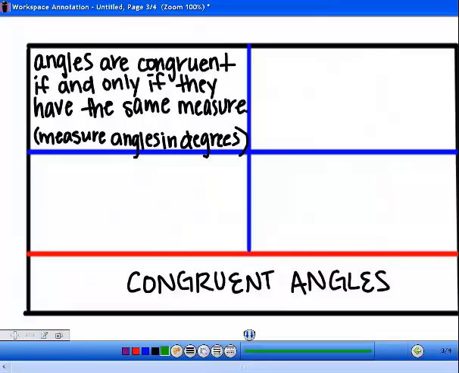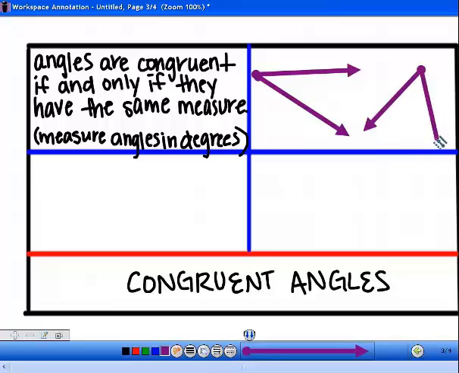Next one is congruent angles. Congruent angles are formed if and only if they have the same measure. And we measure angles in degrees. So they could be connected or not connected. So here if we have an angle and then another angle here, they would be congruent if they have the same measure, the same number of degrees between them.